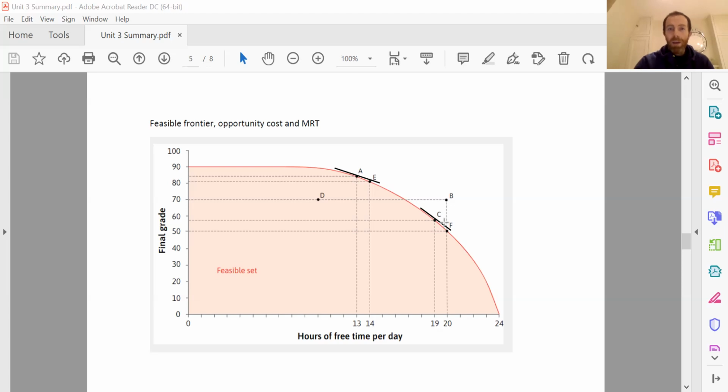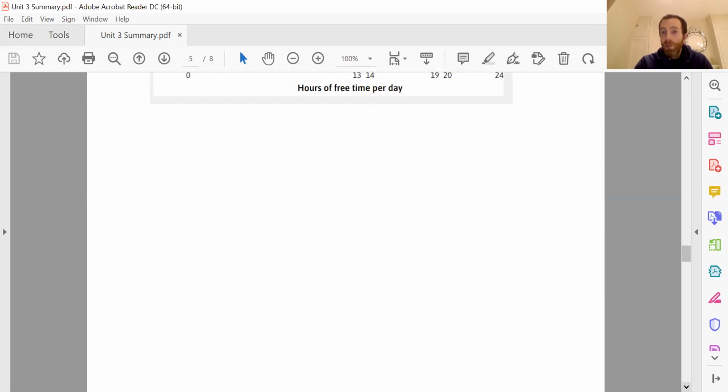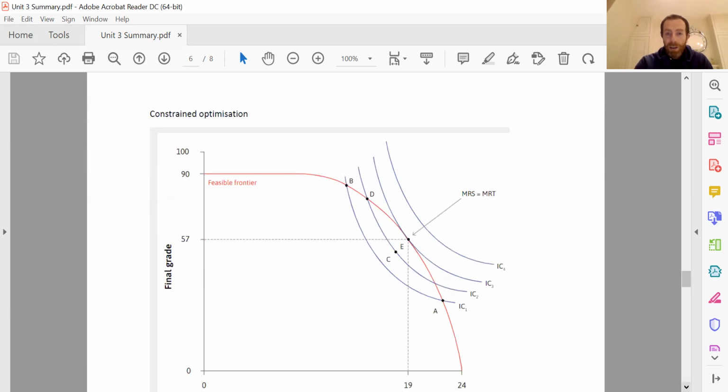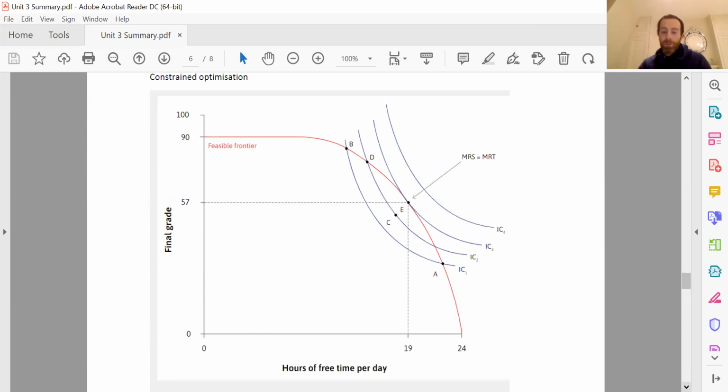Okay, why are marginal rate of substitution and marginal rate of transformation important? Why are they useful? Well, because when we put all this together, we are going to see that the way to maximize utility is to choose the point where marginal rate of transformation and marginal rate of substitution are the same as each other. And we can see that graphically by looking at this picture here.